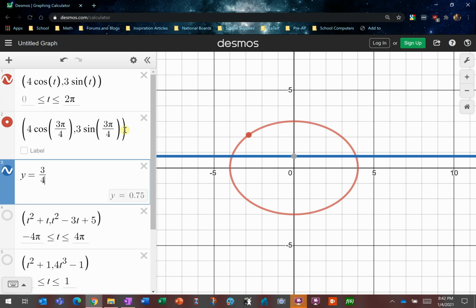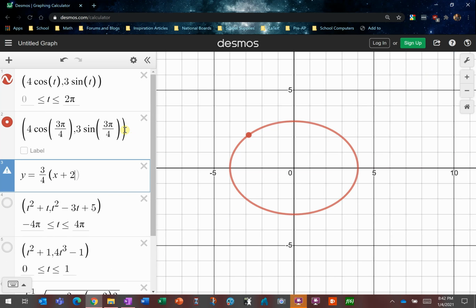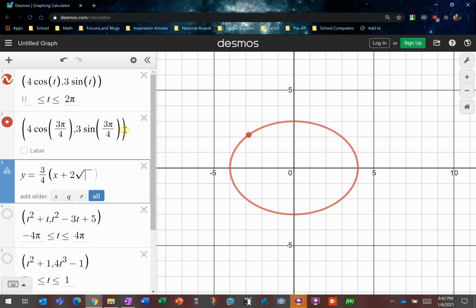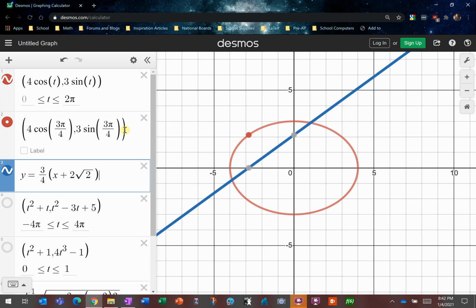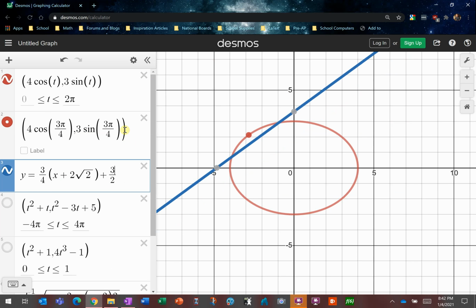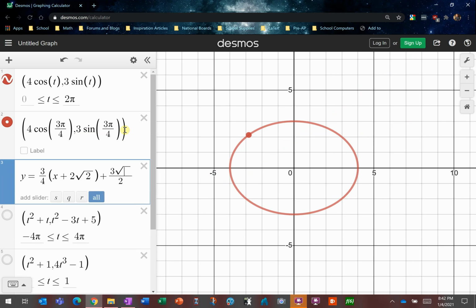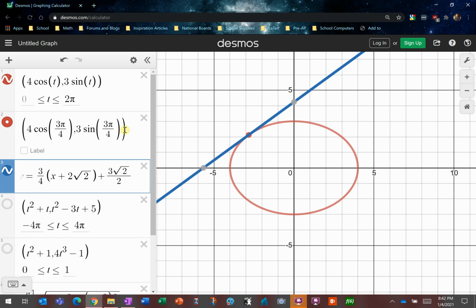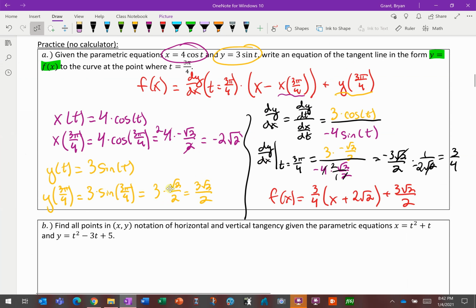We saw that the slope was 3/4. It became x plus 2 square roots of 2. And then we needed to, I think, shift it, didn't we? Yeah, we needed to go up 3. I'm going to do the fraction 3 square root of 2 over 2. And look at that. That is an extremely good tangent line. Passes right through. Looks wonderful. Yay us. 1 problem down, 2 to go.